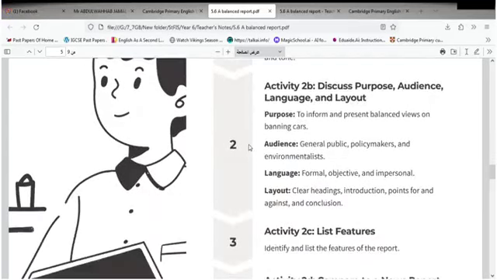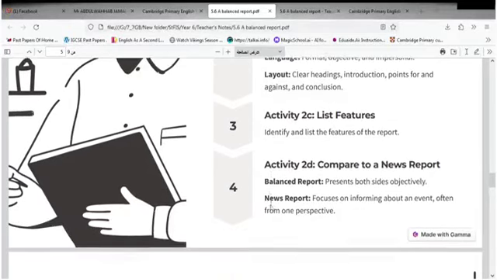after we read it aloud, we said that the purpose is to inform and present balanced views on banning cars. An audience, I'm talking to everybody in general, okay? Policymakers, people, environmentalists, and everybody. The language is formal because it is a report, it is objective and impersonal, and the layout, I have headline, I could have subheadings, I have introduction, points for or points against, and I have a conclusion.